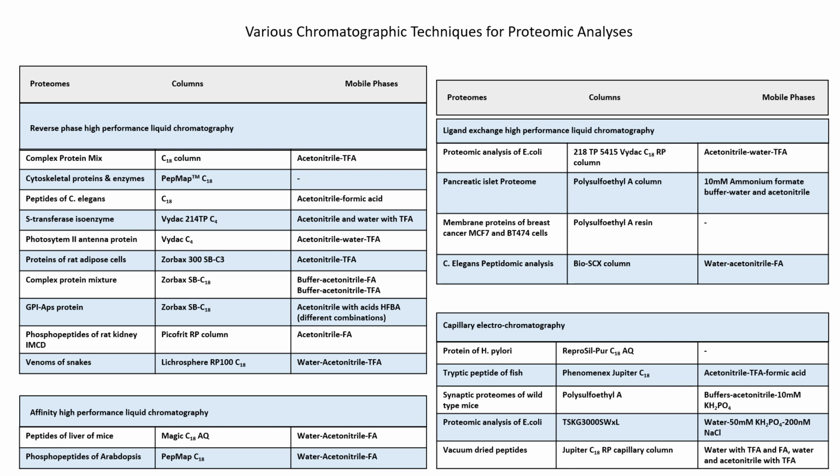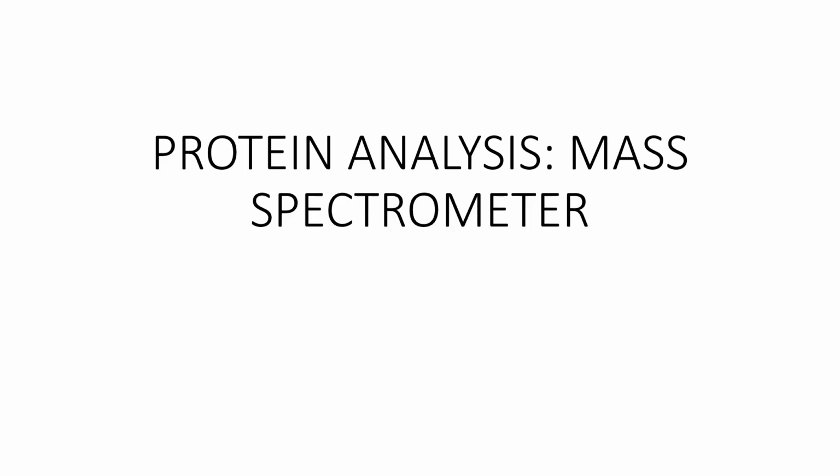And here is just the summary of the various chromatography techniques for proteomic analysis. On the left side, you can see the reverse phase HPLC, and then in the bottom here, affinity HPLC. And then on the right side we have ligand exchange high performance liquid chromatography, and then also we have the CEC here. So that will be the separation of the protein.